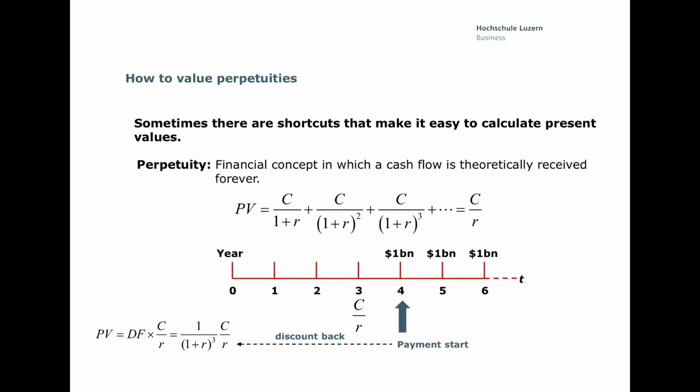If we assume that the infinite cash flow stream starts in period 4, we can use the present value formula to determine the present value in period 3 and discount this value back to the current day by using the 3-year discount factor.